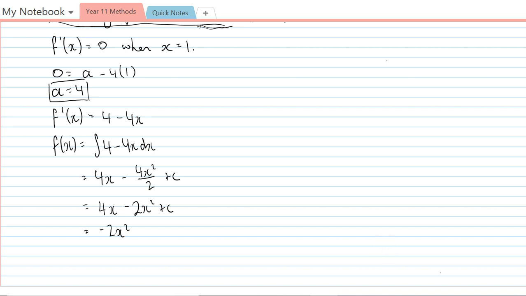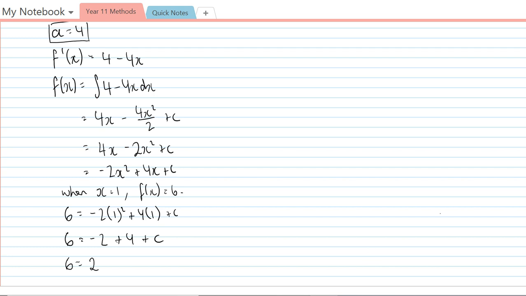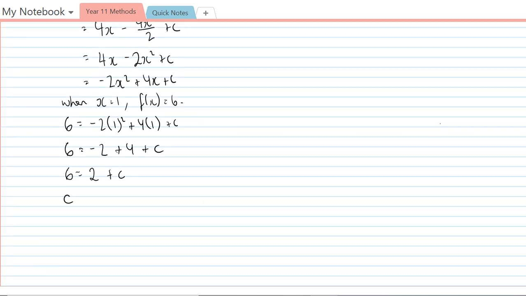I might just write it in order so it's a little bit nicer. So negative 2x squared plus 4x plus c. And I can substitute in the point (1, 6). So when x equals 1, f of x equals 6. That means 6 equals negative 2 times 1 squared plus 4 times 1 plus c. So 6 equals negative 2 plus 4 plus c. 6 equals 2 plus c. And so we can see that c is also equal to 4. And so finally, f of x equals negative 2x squared plus 4x plus 4. And that is the final solution to that problem.